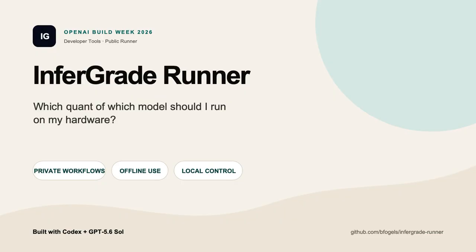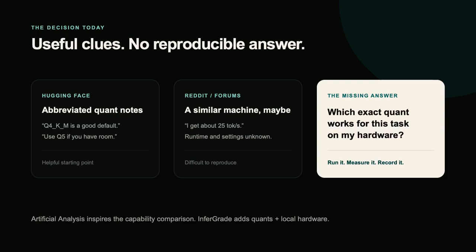Which quant of which model should I run on my hardware? That sounds like a simple question. In practice, I read abbreviated quant notes on Hugging Face, search Reddit for somebody with a similar machine, and hope their tokens per second number used the same runtime and settings.